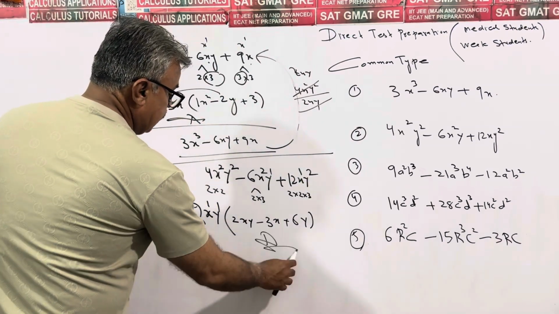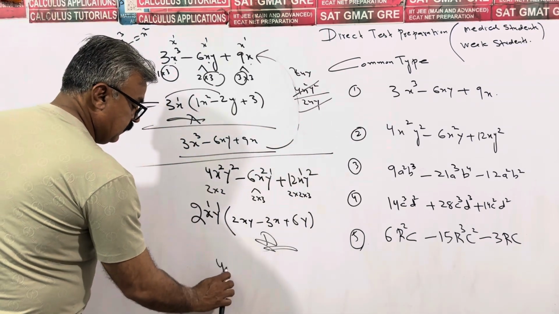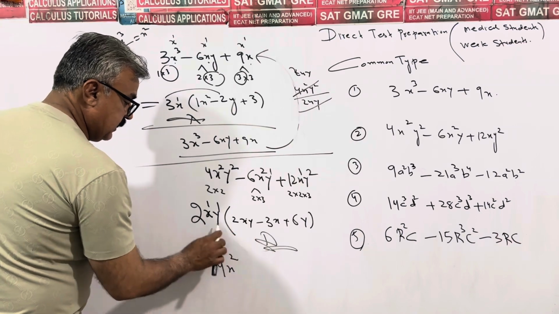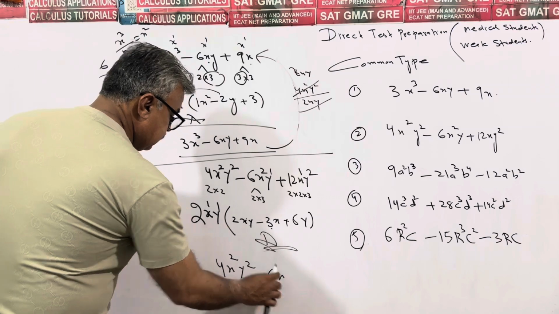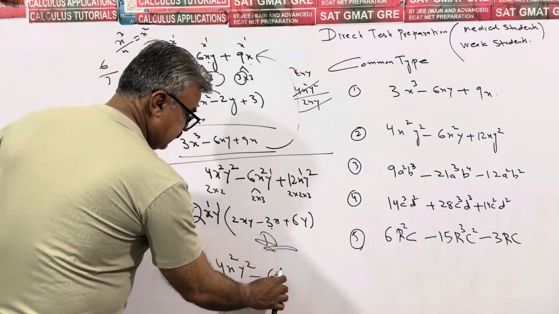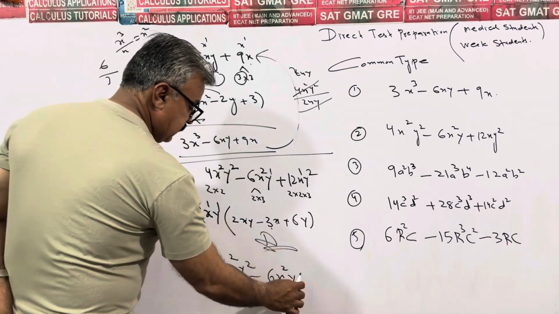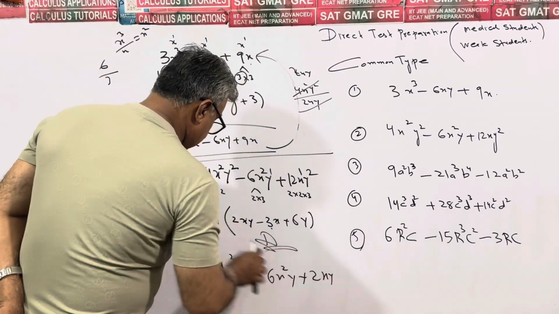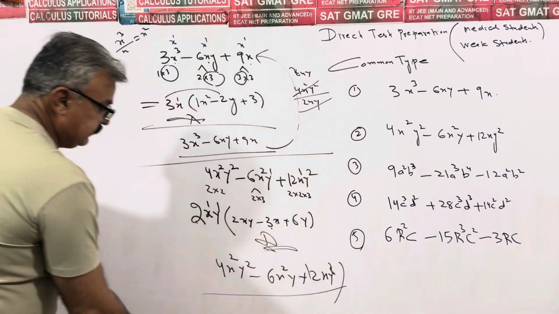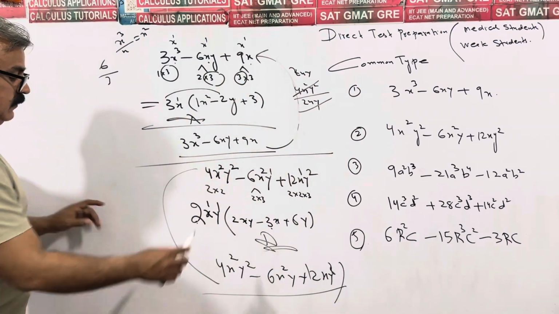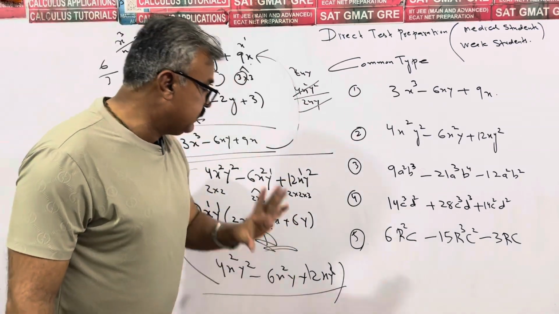In that case, one can verify by multiplying in retrospective fashion. 2 into 2 is 4, x square, y into y square. 2 into 3 is 6, x times x is x square, y as well. Plus 2 into 6 is 12x, y into y becomes y square. Look at this, both of these are identical: 4x square y square, 6x square y, 12xy square.